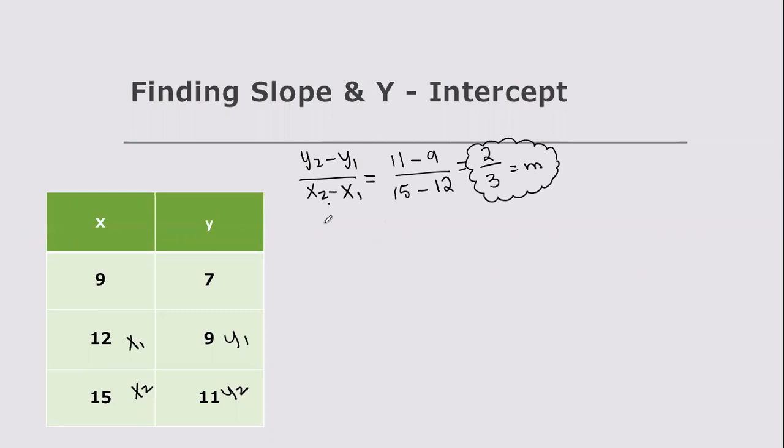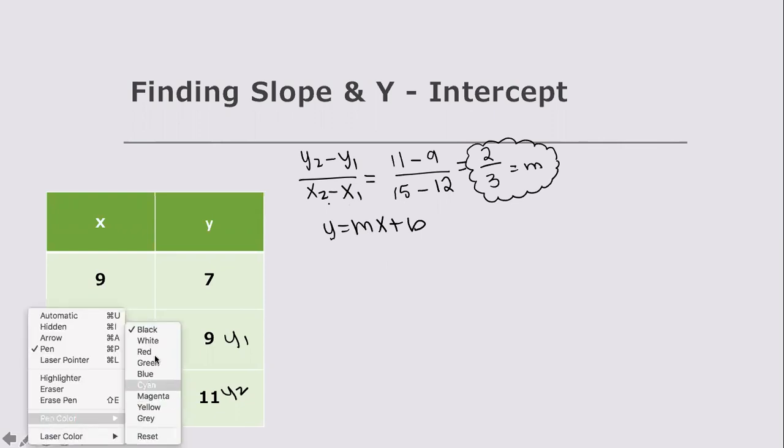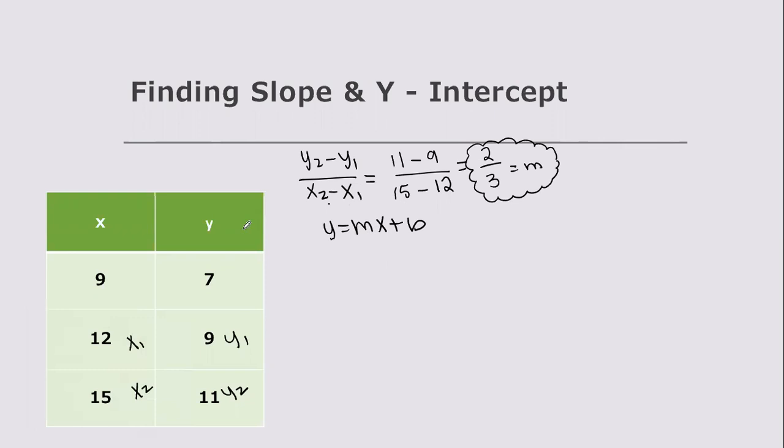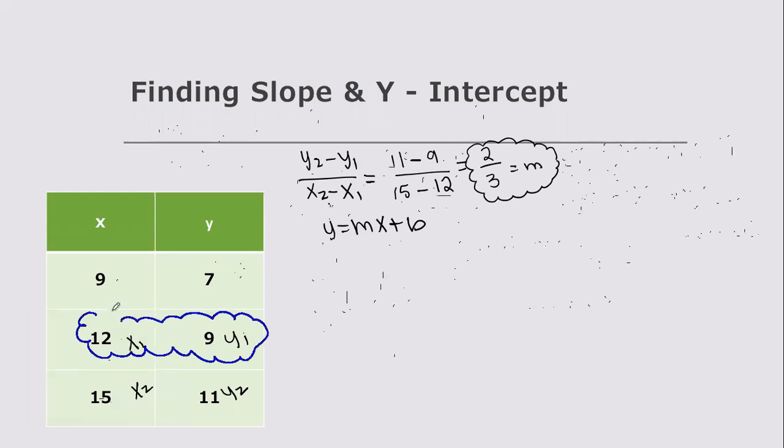So now I'm going to use y equals mx plus b. Plug in a point and solve for b. And I'm just going to use this point. So remember, it doesn't matter which point I choose. The y value is 9. So 9 equals, my slope is 2/3, the x value is 12, plus b.